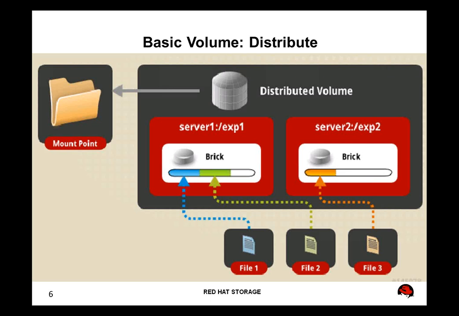Server with a brick married up with another server and some other number of bricks. I've illustrated 2 here, but this could be 4 bricks, 8, 64, 128 bricks. As many bricks and servers as you need to satisfy the capacity and performance requirements. We call this a distributed volume because it really distributes the file content across those various bricks and exports it out as an abstracted mount point.